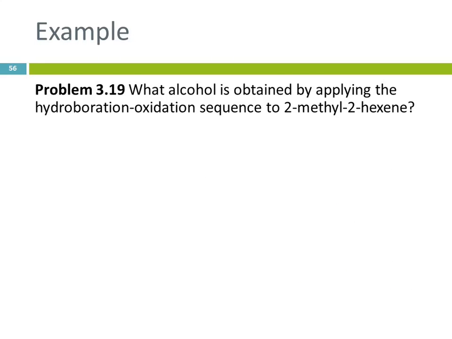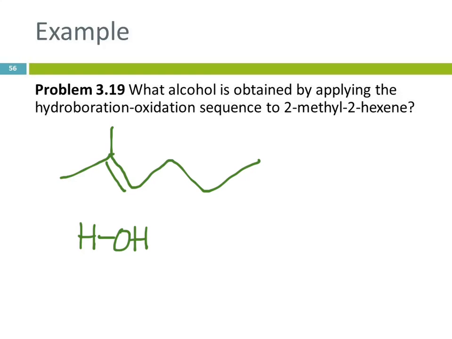So what alcohol is obtained by applying the hydroboration-oxidation sequence to 2-methyl-2-hexene? Well, let's first draw 2-methyl-2-hexene. Hexene is 6 carbons: 1, 2, 3, 4, 5, 6. 2-hexene has a carbon double bond from 2 to 3, and there's a methyl group up here. It's forming an alcohol; water is being added. The overall result is anti-Markovnikov addition.